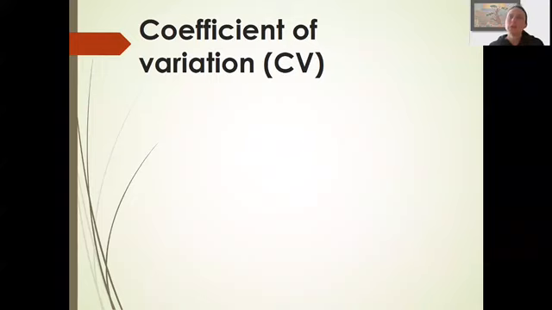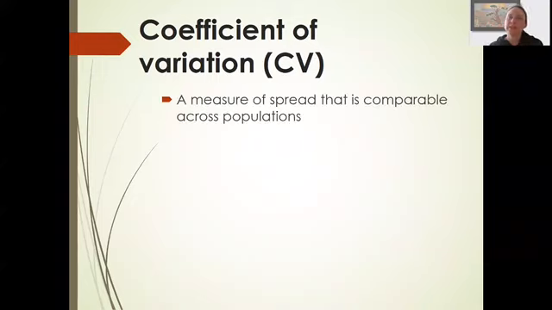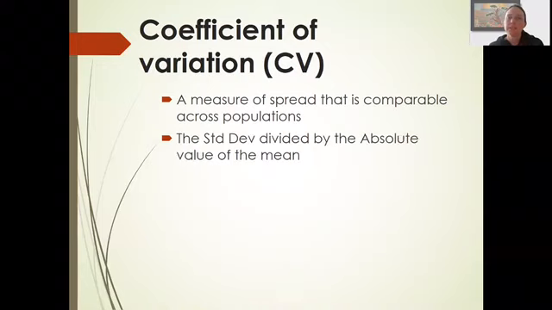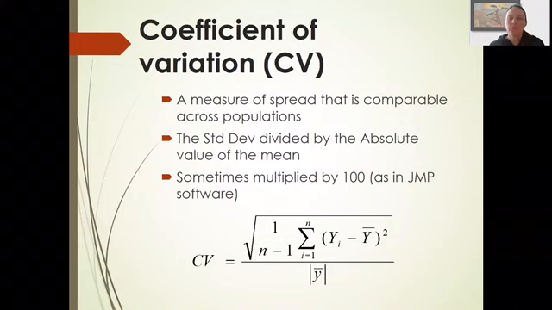And the last measure of spread is called the coefficient of variation, or CV. The thing that's nice about this is that it's a comparable value across all data sets and all populations. The reason is that it's the standard deviation divided by the absolute value of the mean. Hopefully it's not scary, but here you can see that same value, which is just the standard deviation. This time it's divided by the absolute value, so it can't be negative, of y bar, which is the sample mean. And it's often multiplied by 100. So JMP will multiply it by 100 when you're calculating it in JMP.